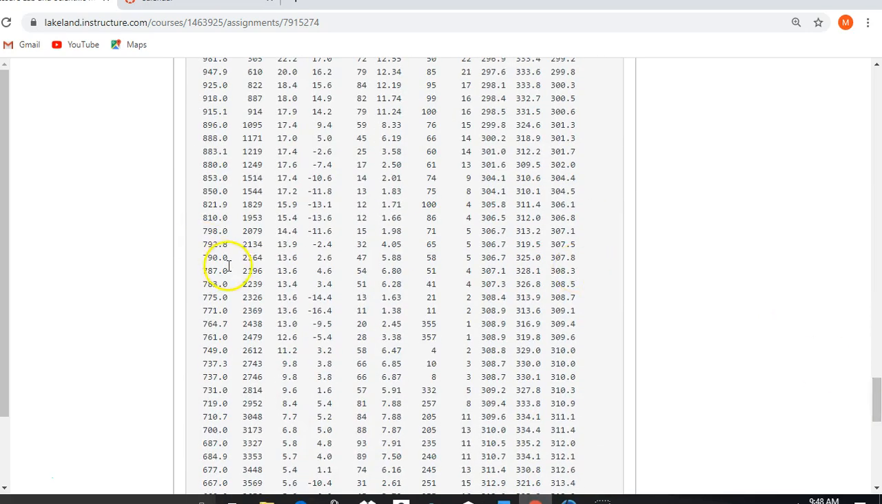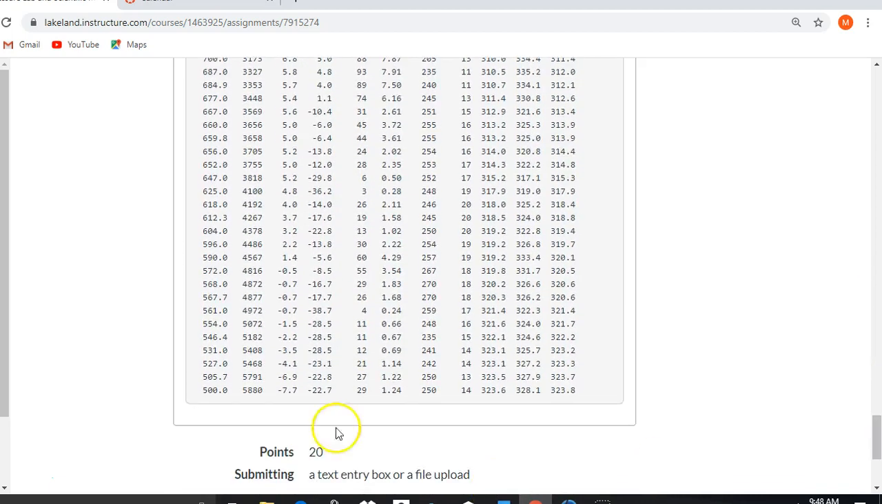Then you go down and do the same thing for Key West, Florida. For Key West, the 850 millibar height is right there, and the 500 millibar height is right here. And there's the altitude, by the way, right there.